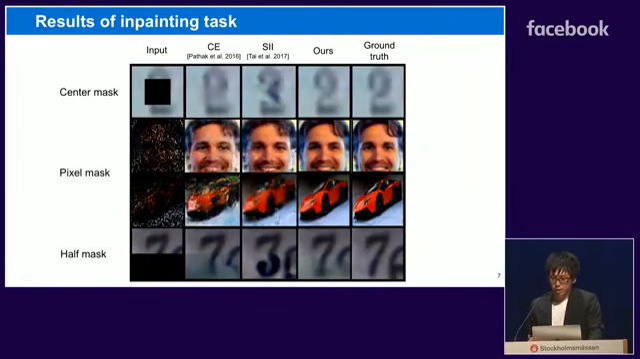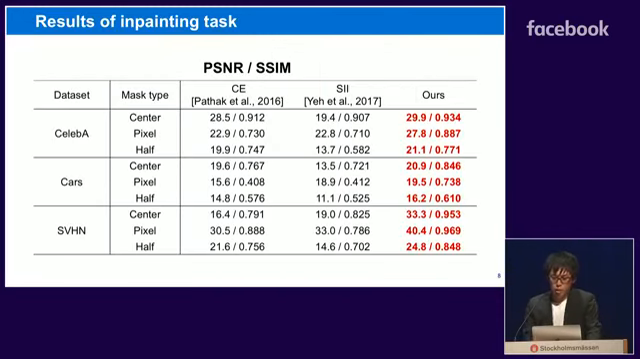So this is the result of the inpainting task. Each column shows the result of each method, and each row shows the mask pattern. So as you can see from these images, our method performs well and generates realistic images compared to the state-of-the-art method. And this table shows the PSNR and SSIM values on test images. Our method outperforms the other 2 methods for all dataset and mask combinations.